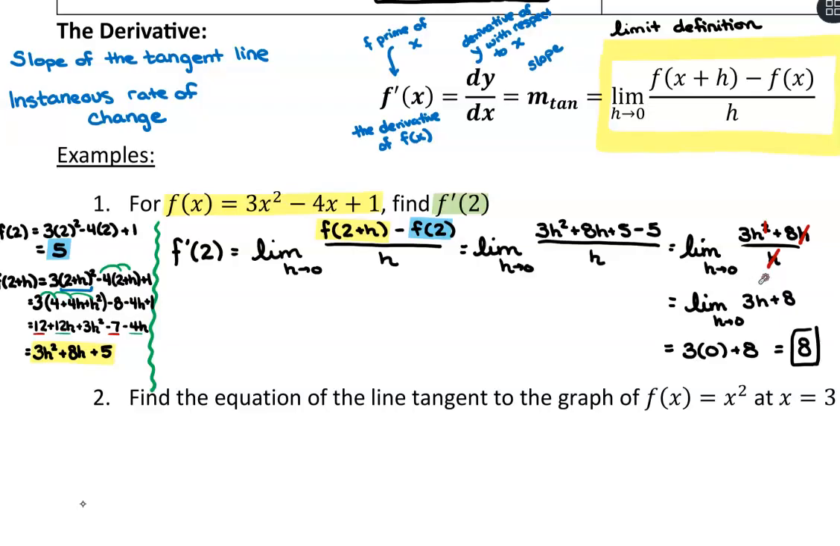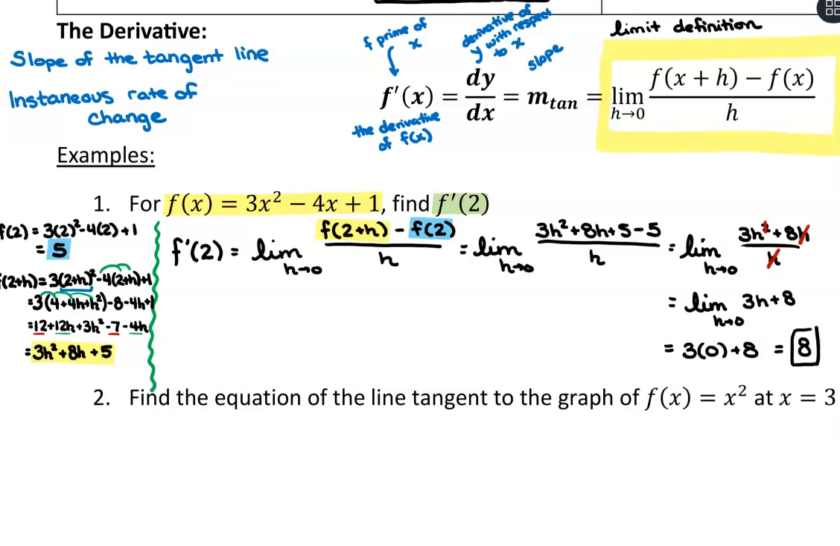Basically, we want to get to a point where we can plug in h equals 0. That should be our last step that we're doing here. We're just working with it until we can get to that point where we can plug in 0 for h. And then we should end up with a single number at the end, because what we're getting is that instantaneous rate of change, or the slope of the tangent line.